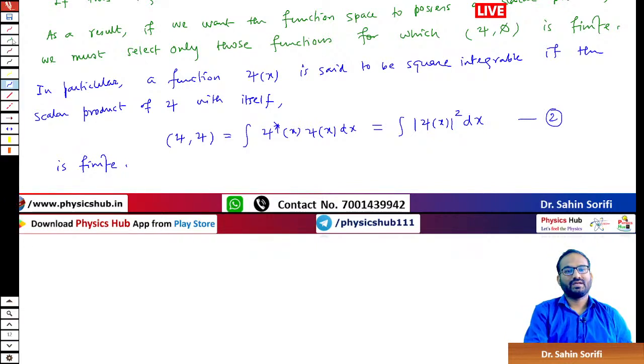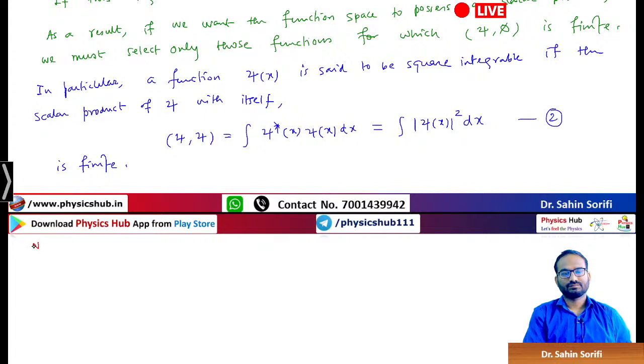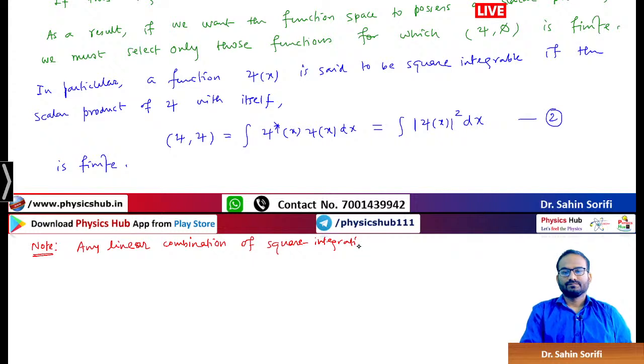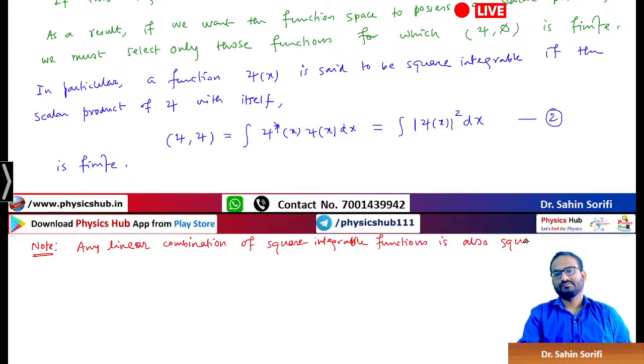Here you can add a note that any linear combination of square integrable functions is also square integrable.